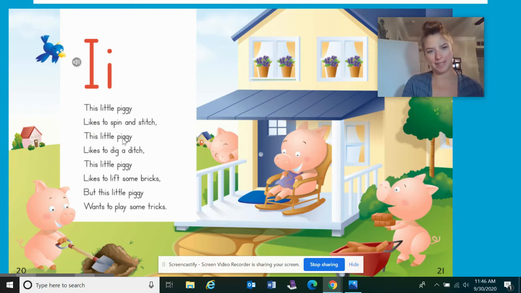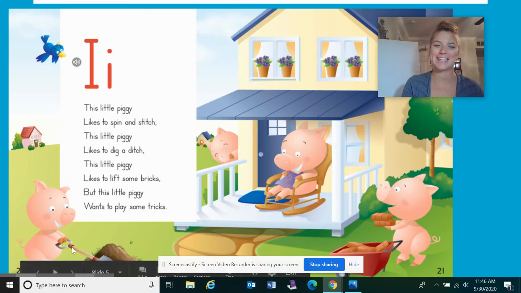This little piggy likes to dig a ditch? Which little piggy are we talking about here? Good job. Yep, I think this one, he is digging a ditch. Good job.